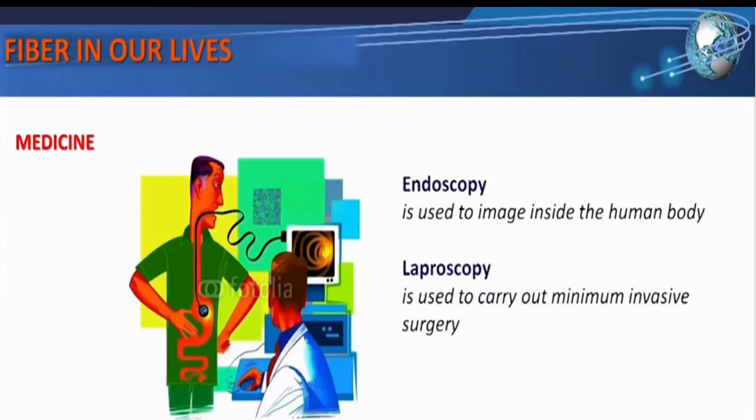Next is laparoscopy. Optical fibers are even used in surgery when a laser beam is given inside the fiber. This is known as minimally invasive surgery. What we have to do is, first, make a small hole in the human body. Secondly, slip in the fiber. Third, put in the laser light. The fourth step is to image the body. And the fifth step is to do the surgery. This kind of surgery is known as laparoscopy.